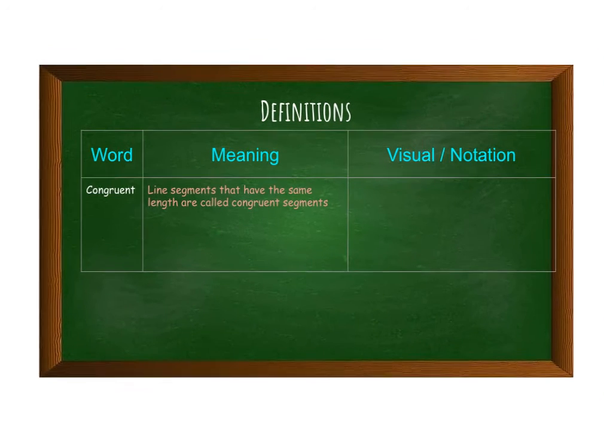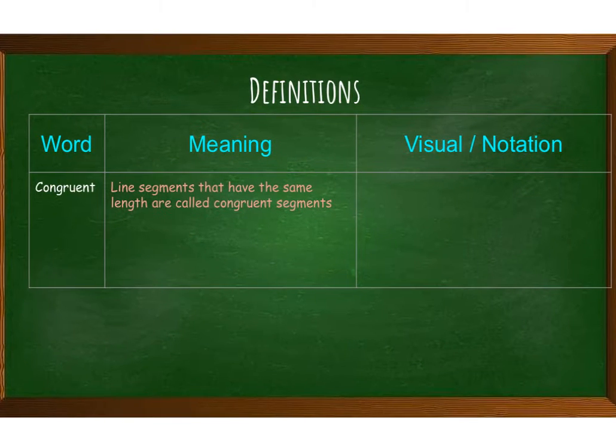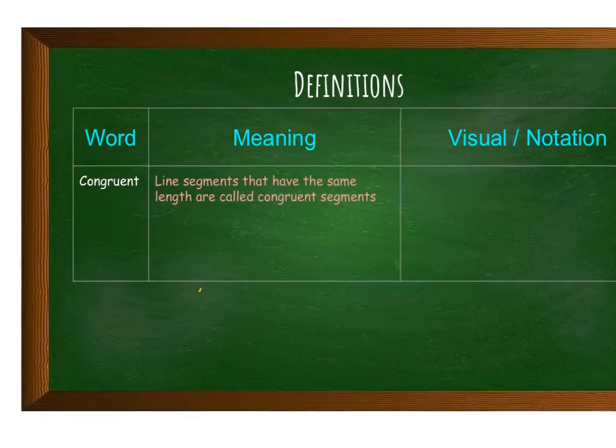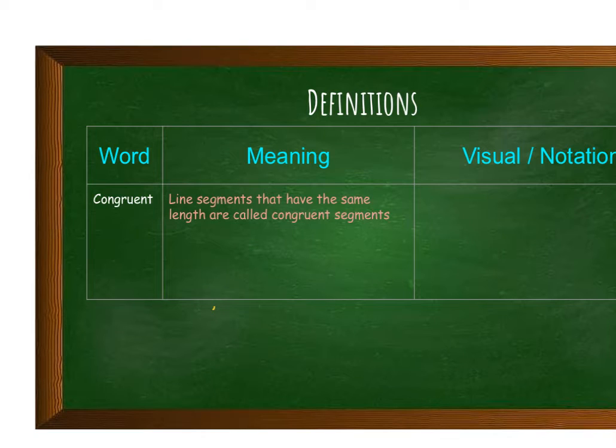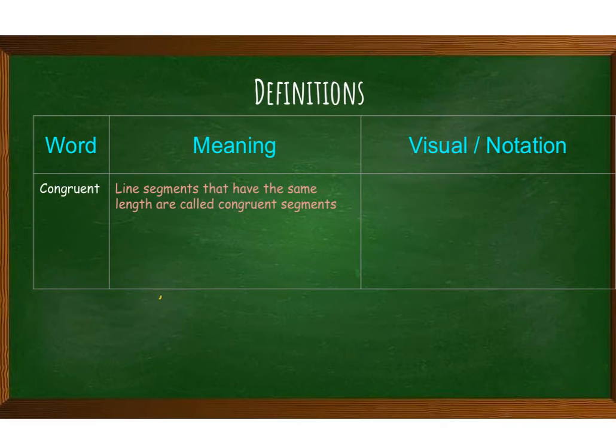Moving on. So we've got one definition that I want to go over, and that is congruence, okay? Congruence is when line segments have the same length, they are called congruent segments. So over in this visual section, I want you to draw your best 2 line segments. We'll label the first A to B, and then draw another one, C to D, and try to make them as close to the same length as you can.